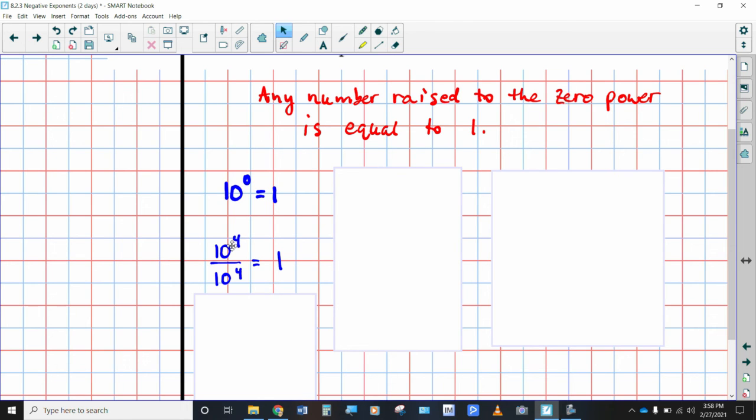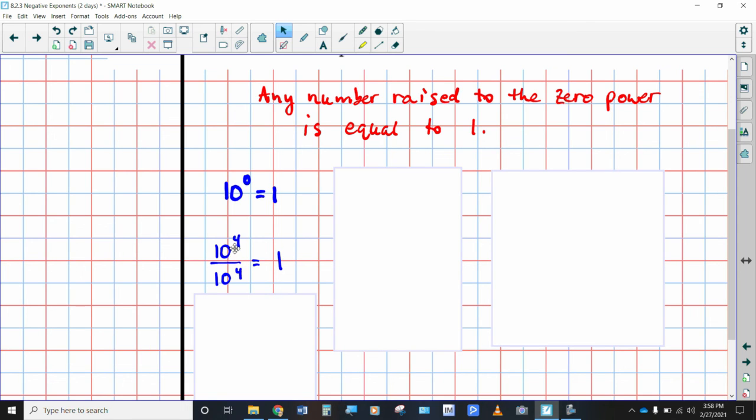If you recall, anytime you divide a number by itself, it's always going to be equal to 1, correct? 10 divided by 10 is 1. 100 million divided by 100 million is 1. 234 divided by 234 is equal to 1. Okay, so anytime you divide a number by itself, it's always equal to 1.